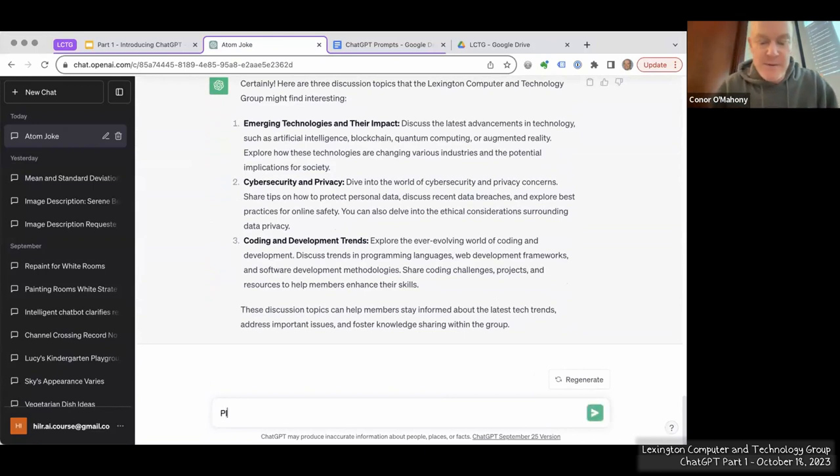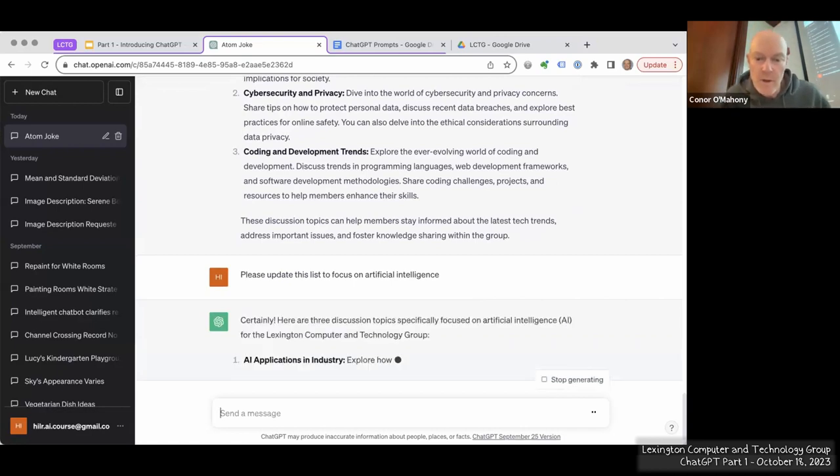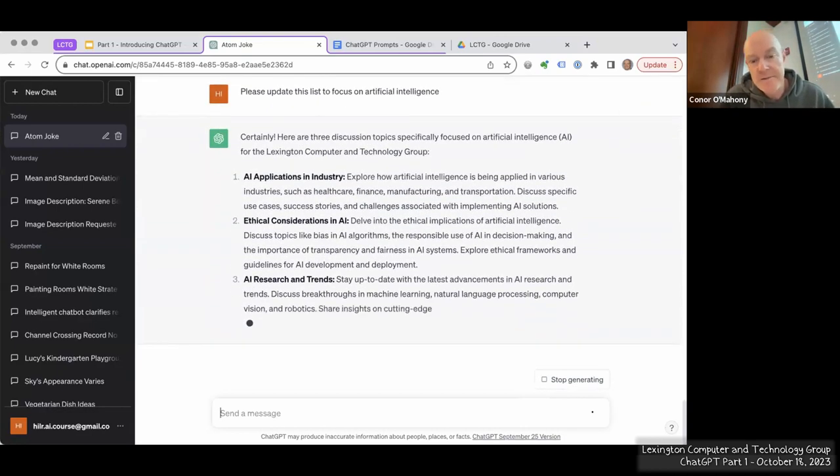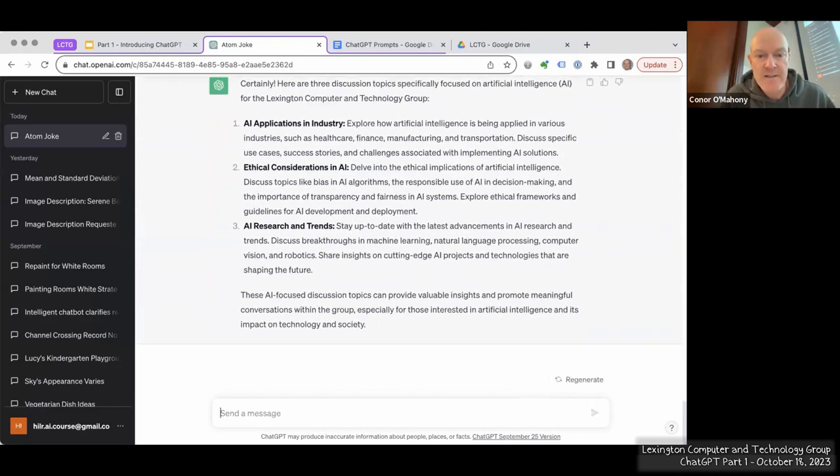How about I say, hey, please update this list to focus on artificial intelligence. Okay, so it's come along and said, okay, AI applications in industry, ethical considerations in AI, AI research and trends. They're conceivable topics.